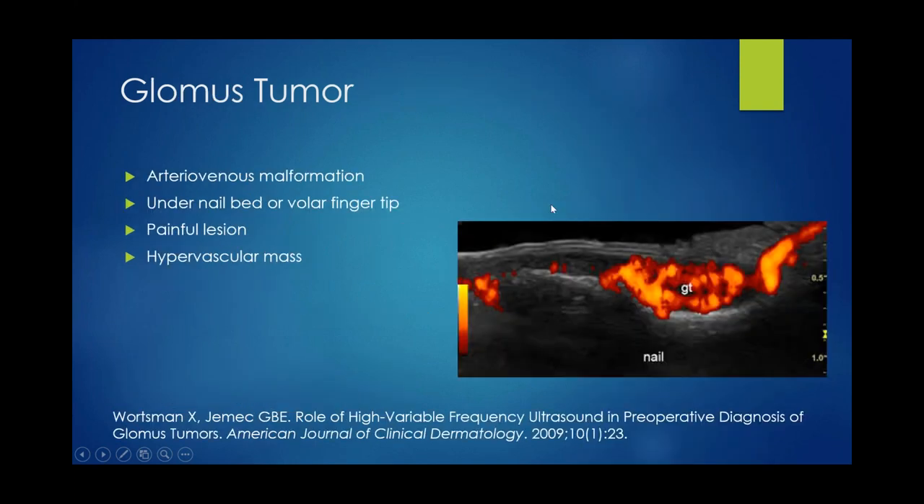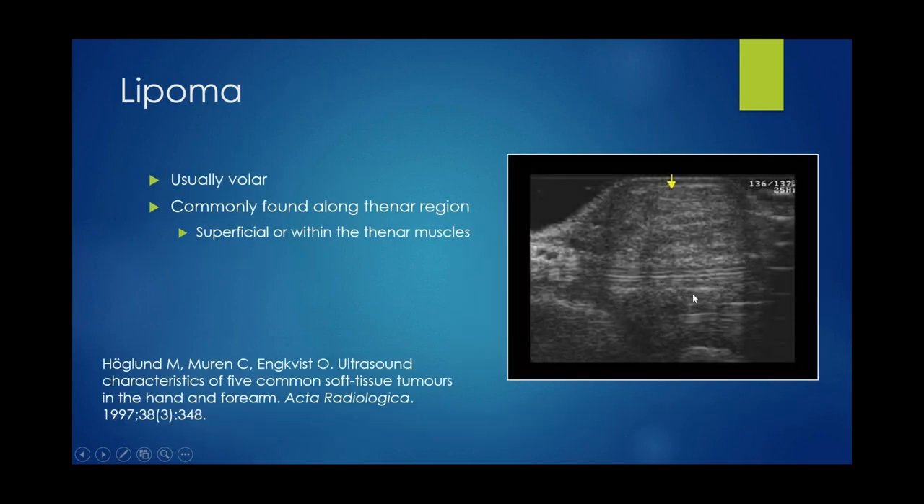A glomus tumor is a vascular malformation along or deep to the nail bed, as well as along the volar tip of the finger. It would be exquisitely painful, and on ultrasound, you would see a lot of chaotic blood flow. And then lastly, you can have lipomas. They can be either within the subcutaneous tissue or within the muscles, most commonly the thenar muscle. If it was in the subcutaneous tissue, it would be isoechoic to the adjacent fat. If it was within the muscle, it would be hyperechoic relative to the adjacent muscle.